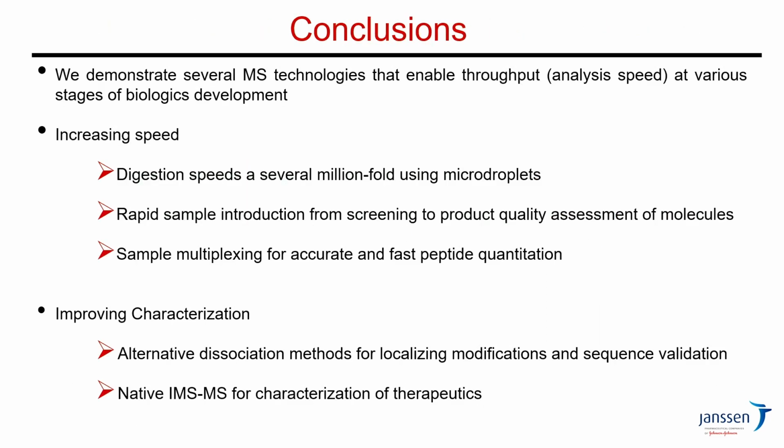So with that, I would like to conclude my talk. We've demonstrated that MS technologies enable both throughput and analysis speed at various stages of biologics development. We've increased the speed several million-fold using microdroplets. Sample introduction for screening product quality assessments was done using RapidFire. Sample multiplexing was performed for accurate and fast peptide quantitation. And alternative dissociation was used to improve product characterization, as well as native ion mobility mass spectrometry was used to understand the structure of the antibodies.